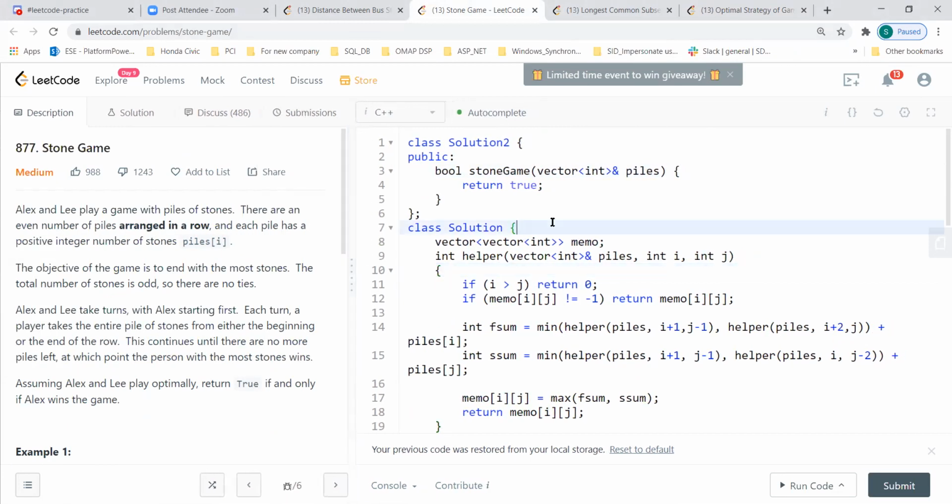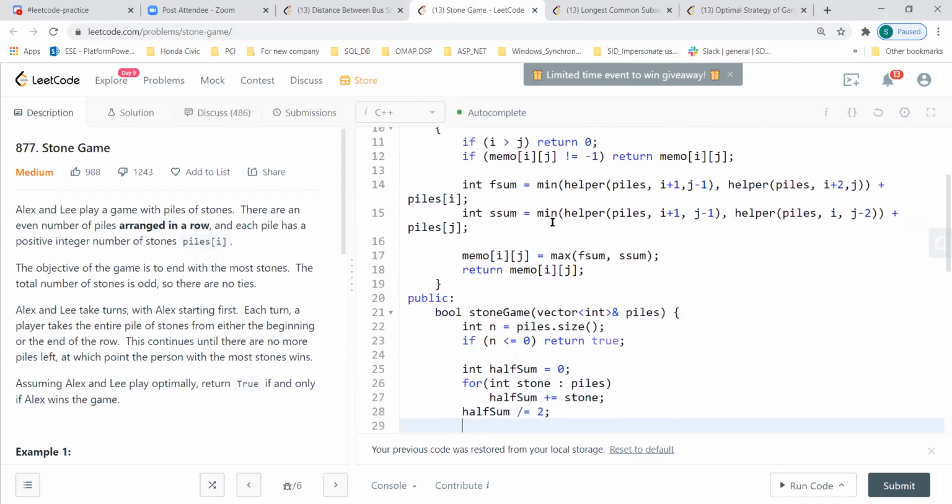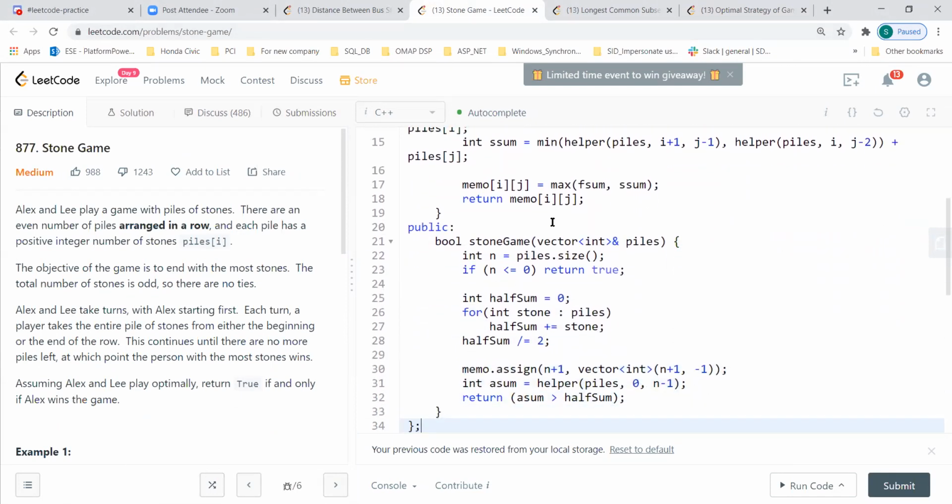So the way I did it, I use the same optimal game strategy DP to solve it, even though it's lengthy. Initially, this is n, the size of piles. Then I am taking a half sum. What is half sum? I am adding all the stone values and dividing by 2. So at the end, when I come back from this helper function, this will be the number of stones Alex has won. And if that sum is greater than my half sum, then Alex is winning.